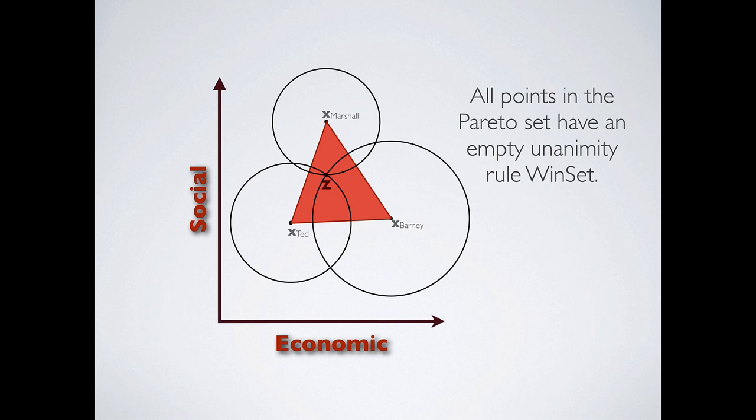So that's a really quick way to tell whether an alternative has a unanimity rule WinSet or not. You draw the Pareto set, which is always easy to do. You just go around the outside edge of all of the ideal points. Is the alternative inside that Pareto set? If it is, then it has an empty unanimity rule WinSet. If it's not, then it has a unanimity rule WinSet. Then you have to draw the indifference curves, find the unanimity rule WinSet, and find a point that beats it, if that's what's been asked.